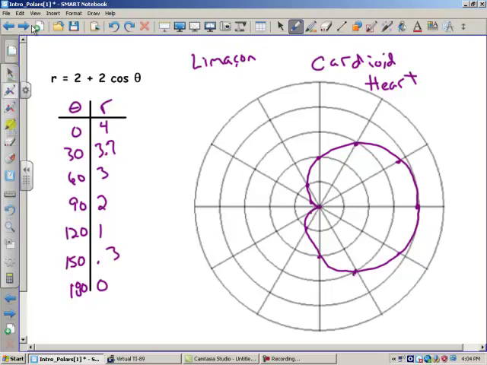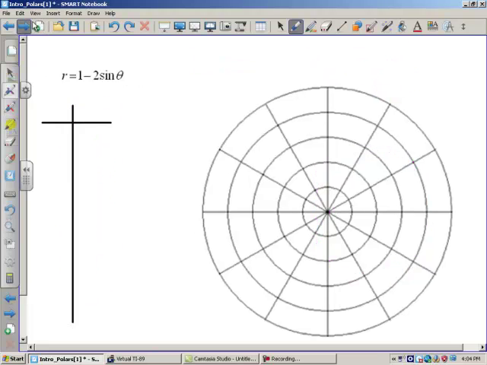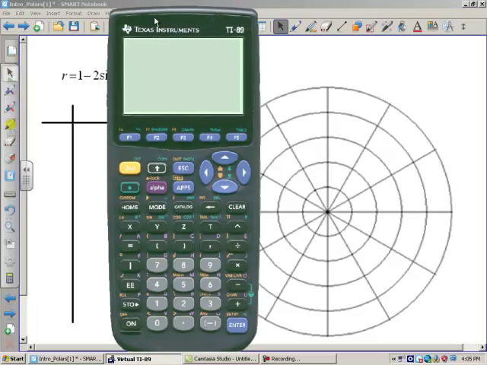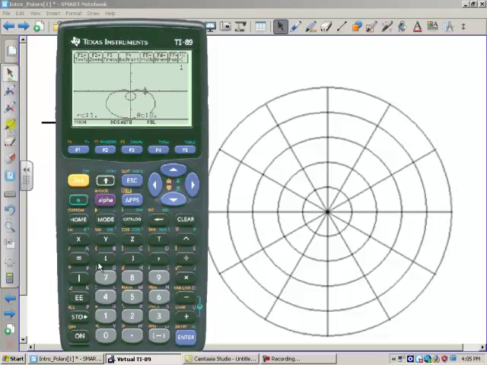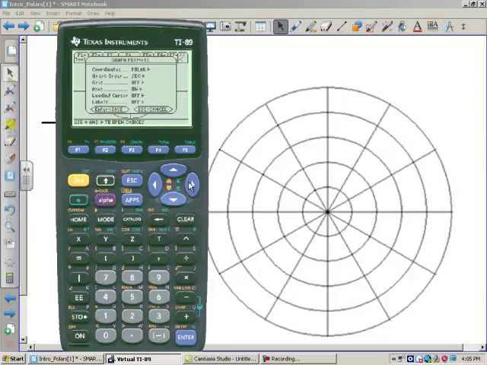All right, let's take a look at another example where we're going to take advantage of some technology to help us out with the graph. We're going to do r equals 1 minus 2 sine theta, and I'm going to show you this on the calculator, and we're going to see if we can graph this.